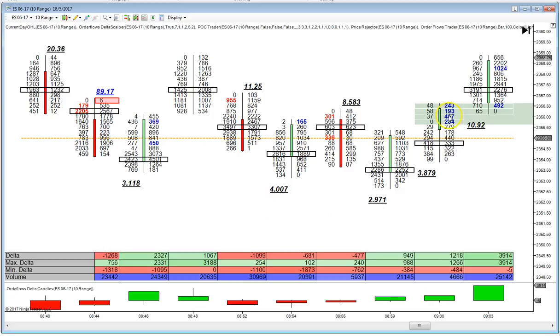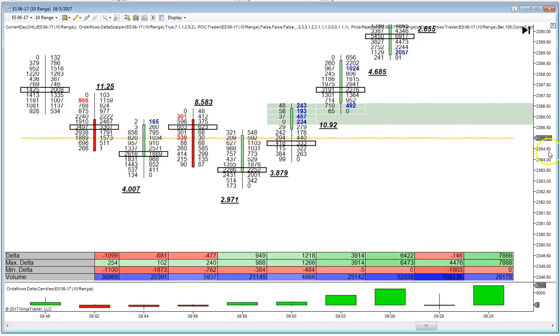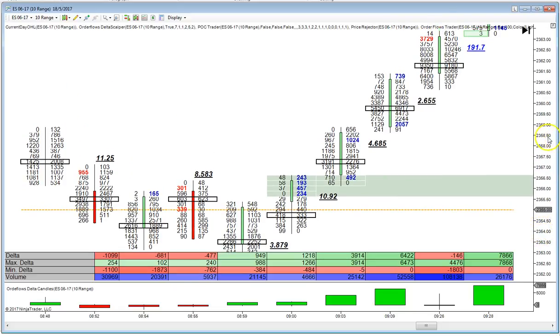All of a sudden, you get some aggressive buying coming in here, and you start rallying. That's a good sign. You got the buying imbalance, and more buying imbalances in the next bar. That's a sign this market's going to go up, and you got some nice increasing delta here: 949, 1200, 3900, 6422.